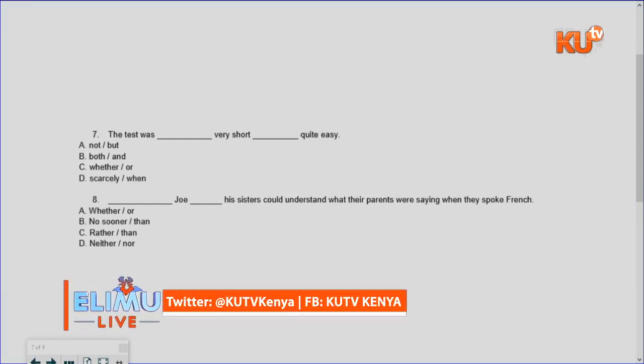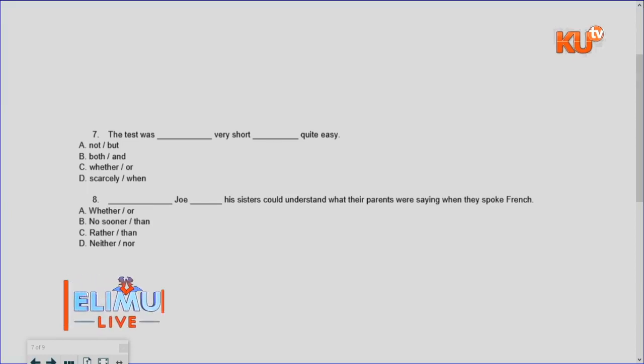As for me, the correct answer is neither Joe nor his sisters could understand what their parents were saying when they spoke French. So neither nor there tells you that Joe did not understand what his parents were saying, but also his sisters did not understand what their parents were saying when they spoke in French.